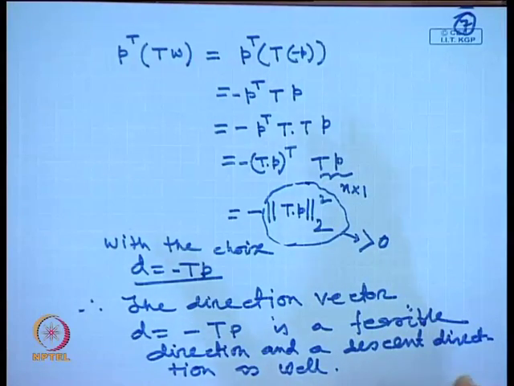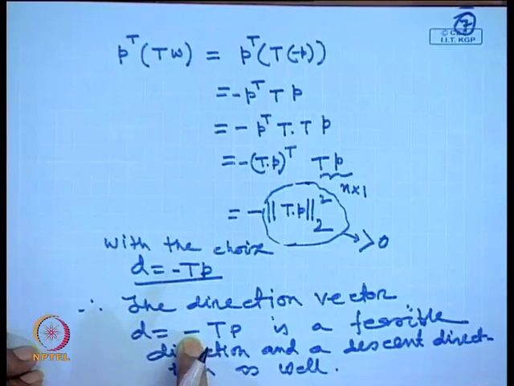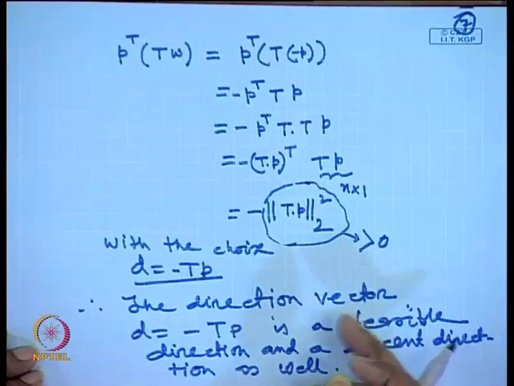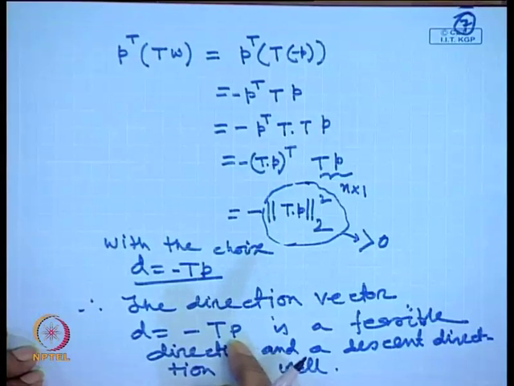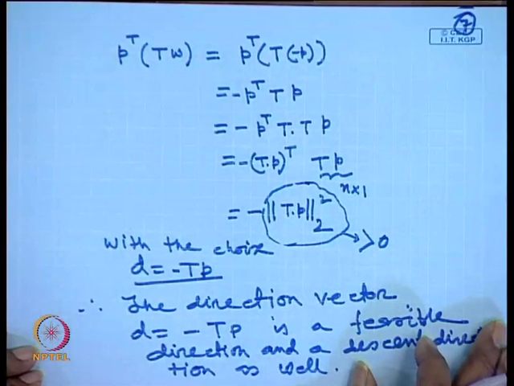After you reach the new coordinate system, you select your starting point y 0 and move in a direction d equal to minus t p. Here p is the coefficient vector of the objective function in the transformed coordinate system, and t is formed with the knowledge of the b matrix, which is called the projection matrix. If you select d equal to minus t p, we will simultaneously achieve both objectives. Now let us take one simple example and see.